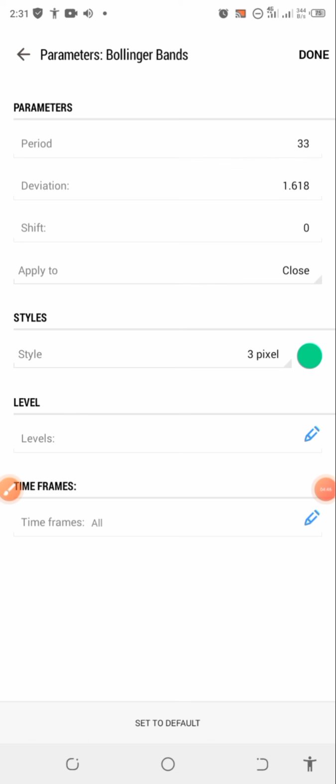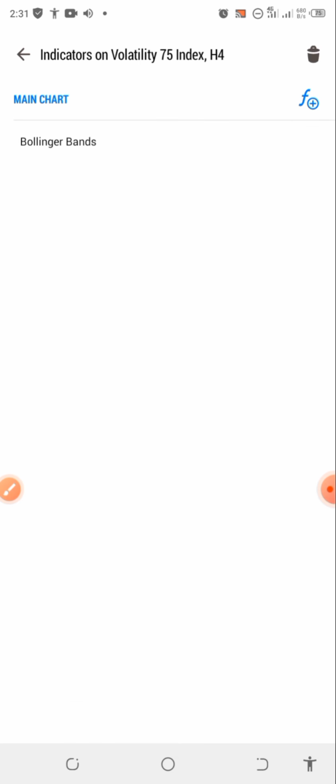The period is going to be 33, and the deviation is going to be 1.618, and shift is going to be 0. Apply to close. For the style, I'm going to be using the green color. You can choose any color of your choice. When you set everything up like this, then click on done, and you're going to have your Bollinger Band right in your chart.